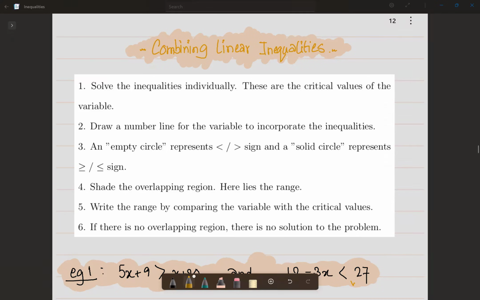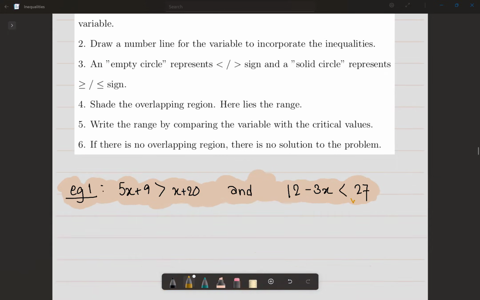When we have multiple inequalities, our task is to solve them individually, and then draw a number line in order to combine our final answers from both of the inequalities and get the common answer. This method basically works like this, where we have this one example.